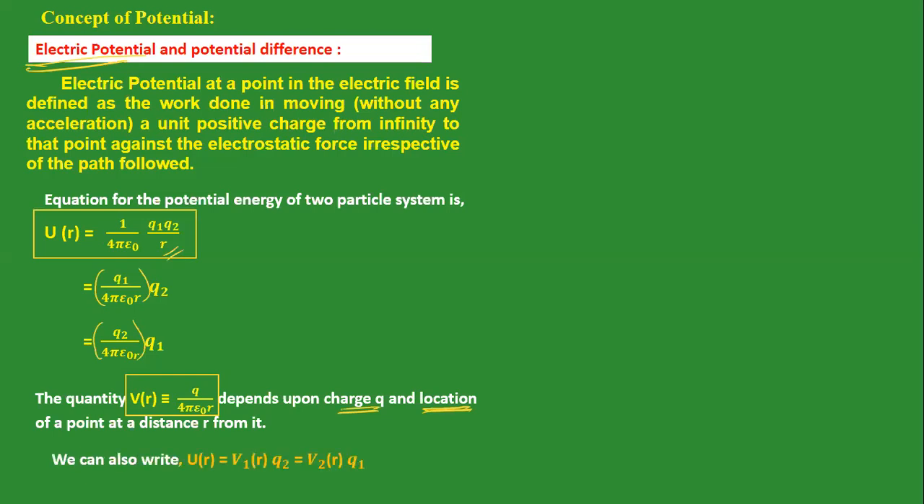So the same equation you can write, this equation you can write: this is potential V1 = R into Q2, because it's a charge Q1. In a similar manner we can write V2 = R Q1, and you can see they are equal. Here we have written the same formula in a different way only. Okay.